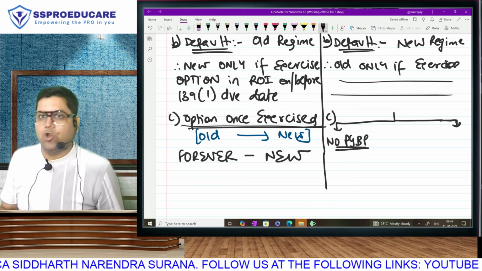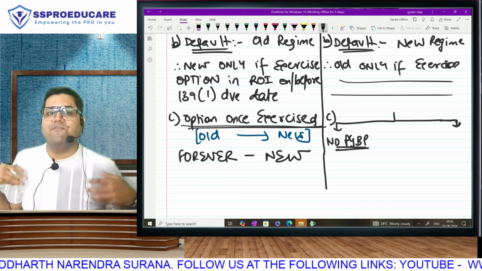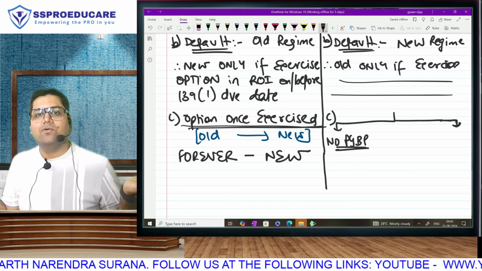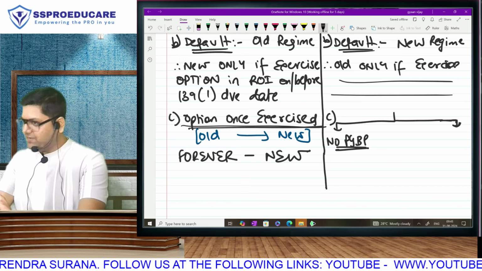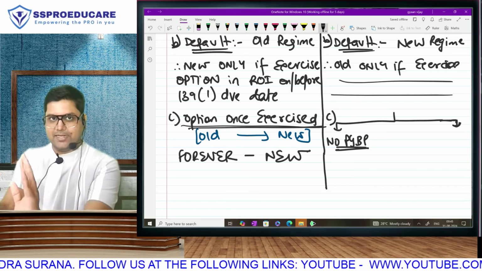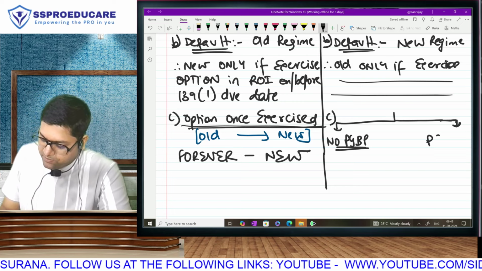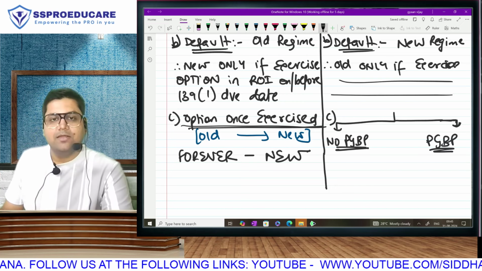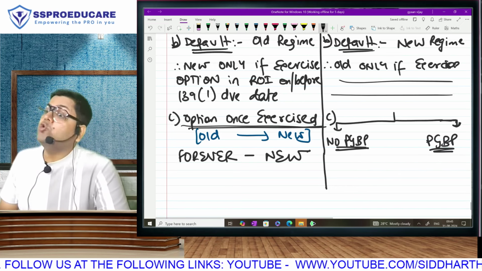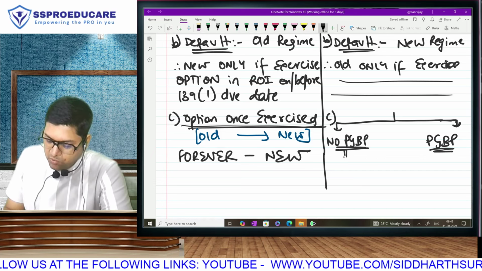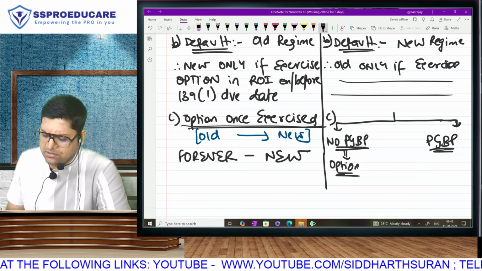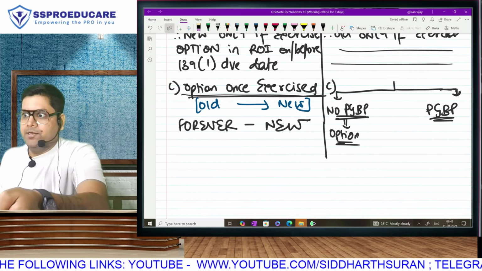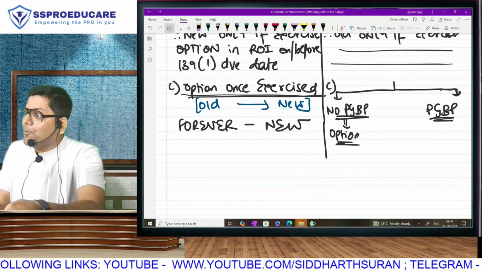But I request you not to mix office knowledge, because people who have worked in audit are wondering what is going on. So let us keep it simple for everyone present here. 2 categories: people who don't have PGBP income and people who do. For those who don't have PGBP, you can exercise your option. What is your option? Go to old. Go to old is the option.